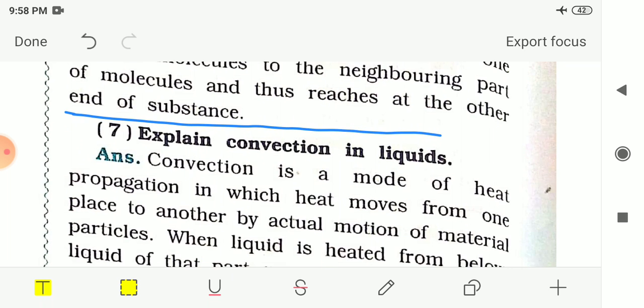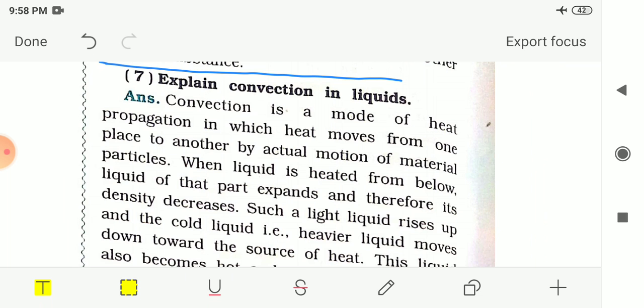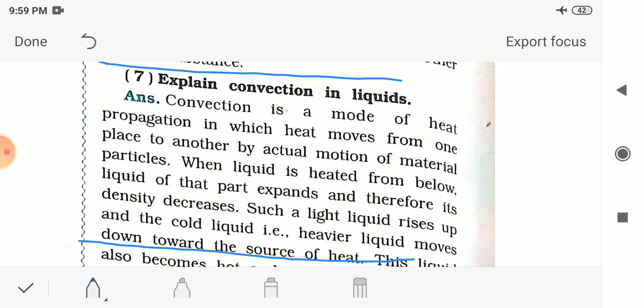Now next question is, explain convection in liquids. We have seen conduction, how conduction takes place. Now how does convection take place? Convection is the mode of heat propagation in which heat moves from one place to another by the actual motion of material particles.